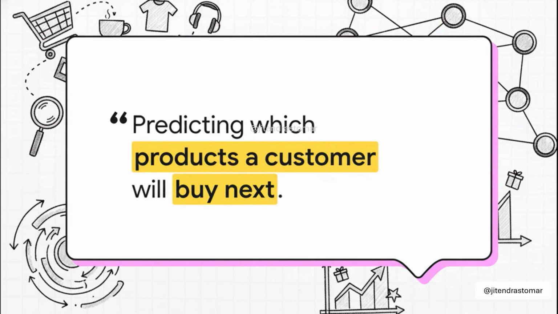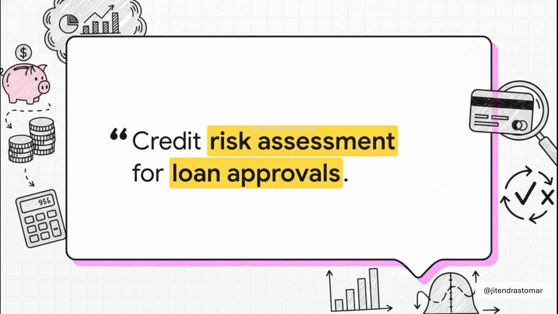You know that recommended for you list on your favorite shopping site? That is predictive modeling in its purest form. The algorithm analyzes your past clicks and purchases, compares it to thousands of other similar shoppers, and makes a pretty good guess about what you're going to want next. Or how about this? When a bank is deciding whether or not to give someone a loan, they aren't just guessing. They're using powerful predictive models that analyze tons of historical data to calculate the probability that the loan will be paid back. It's a classic example of using data to manage risk.